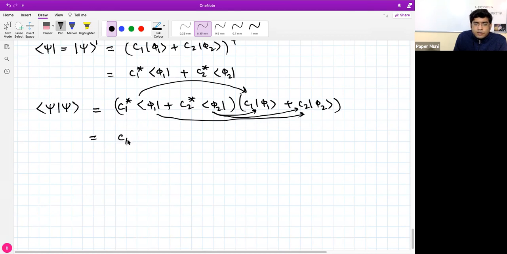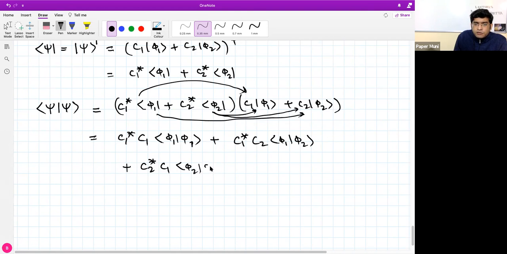So this will be c1 star c1, which gives you phi 1 inner product with phi 1. The next term is c1 star c2, and this is phi 1 inner product with phi 2. Similarly you can go on writing the terms. So this is c2 star c1 phi 2 phi 1, plus c2 star c2 phi 2 phi 2. All right, so you can write like this.